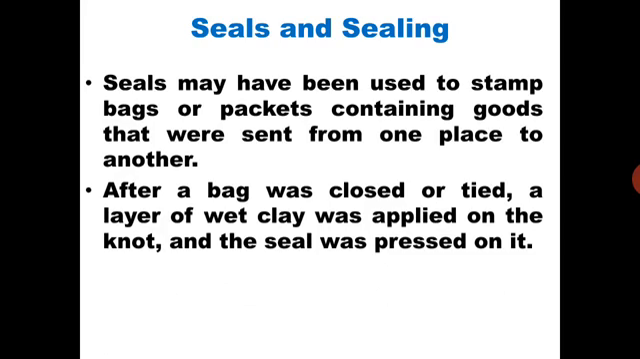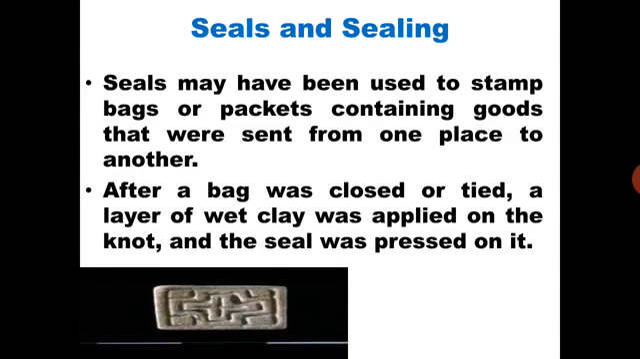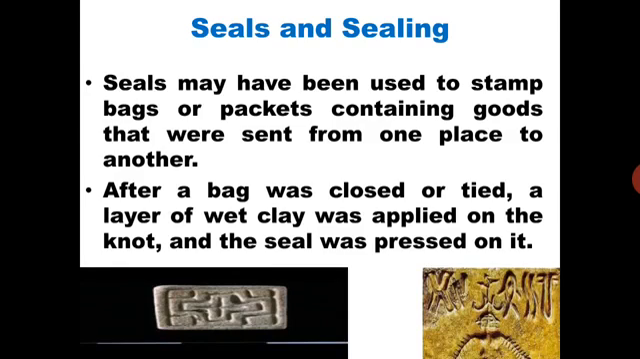After a bag was closed or tied, a layer of wet clay was applied on the knot and the seal was pressed on it. So how was it sealed? After a bag was closed or tied, a layer of wet clay was applied on the knot, and then the seal was pressed on it, so that the packet or the goods could be sent from one place to another. This is a clay, and on this clay the seal has been applied.